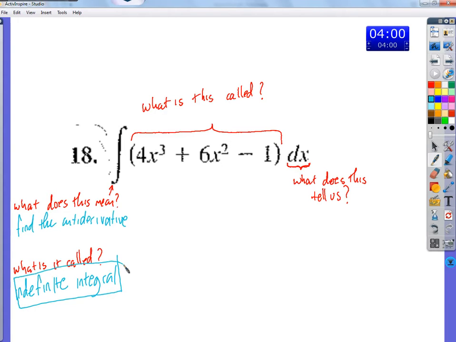This is the vocab you're going to want to know. You're going to be asked for the indefinite integral. It just means the antiderivative, really, for all intents and purposes. You may not know what this is called. This thing right here that you're taking the antiderivative of is called the integrand.